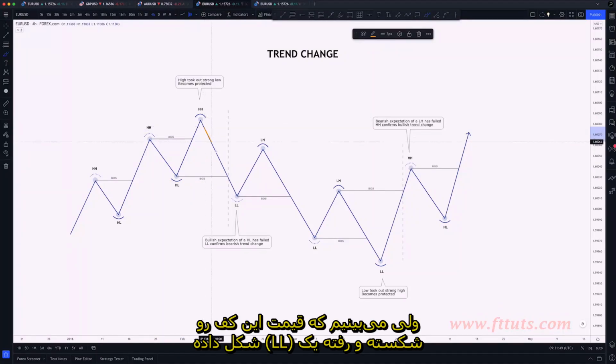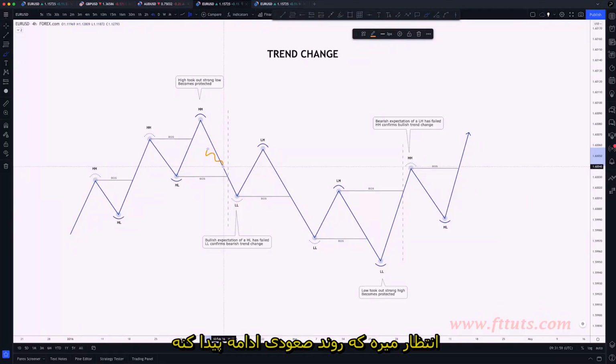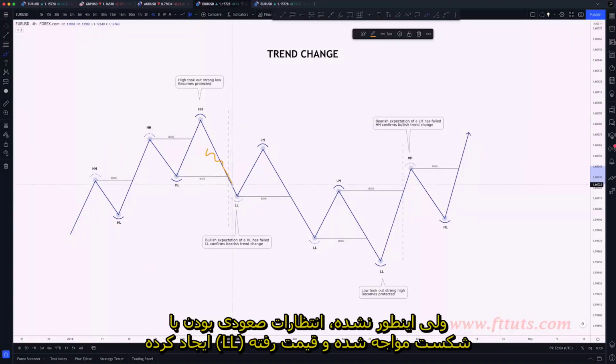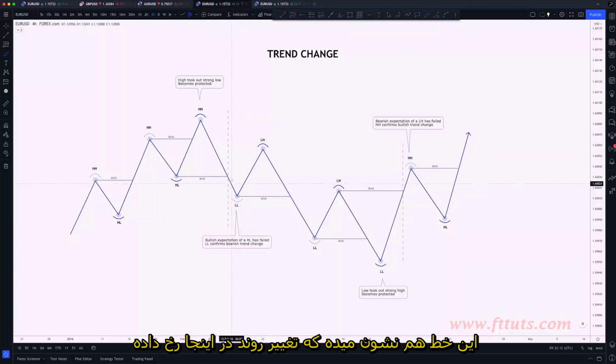But at some point, price is going to break that low and go on to form a lower low. When price is pulling back, we expected this to be a strong low. The expectation is that the bullish trend will continue, so we should expect price to do that, but obviously it hasn't. The bullish expectation has failed and price has now formed that lower low. So we're now in a bearish market, okay? And that's what this dotted line shows. It shows where that trend change occurred.